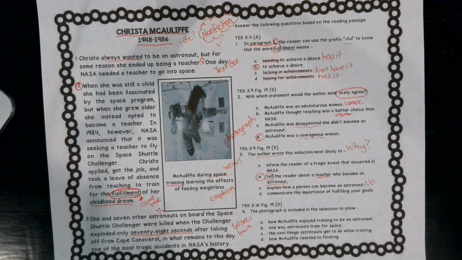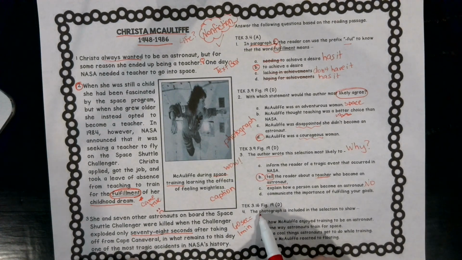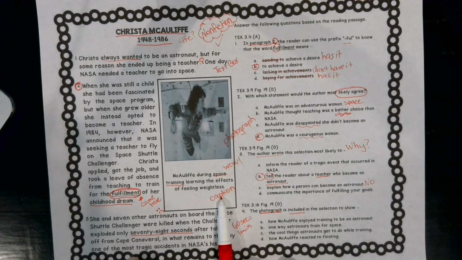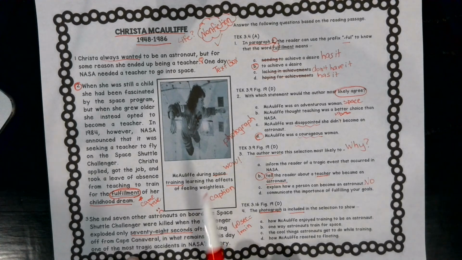Question 4. Oh, this question's about the photograph. Remember, we talked about the text feature that we call a photograph? Why do you think they included it? So look back at the picture. Let's see. We've got her practicing in space training. And all right, she looks like she's inside. She's practicing being weightless, according to the caption. All right, so now let's go back and answer.